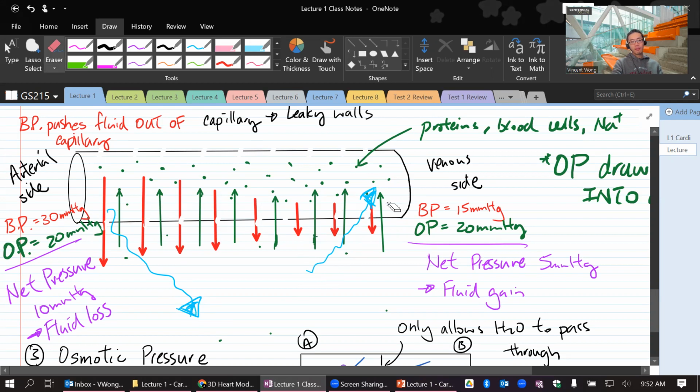Now I keep on saying some of it, right? The pressure difference here is 10, and the difference here is only 5. So you're not going to be able to bring in everything. You will end up losing more than what you were able to bring back in. Do you understand that? You might wonder, well, what happened to all that leftover fluid? Where does it go?